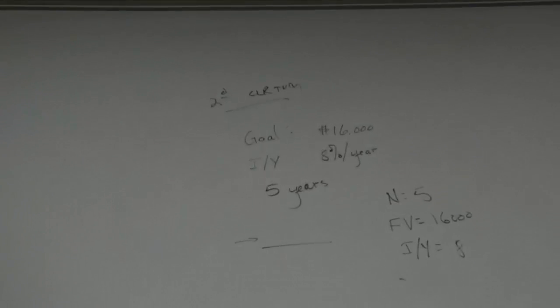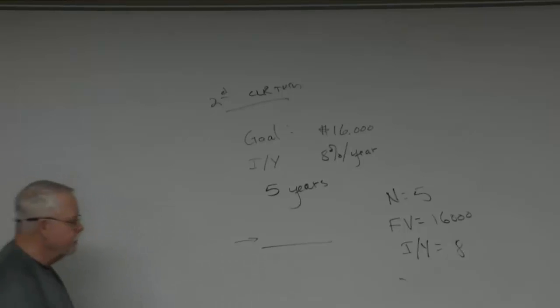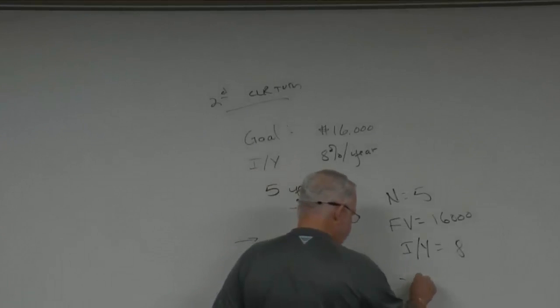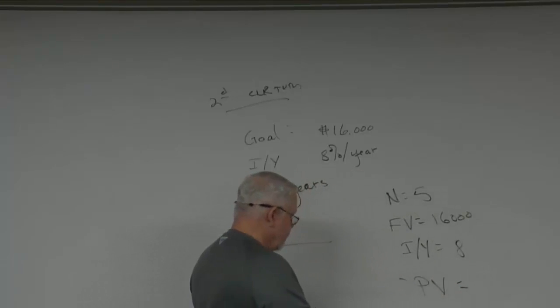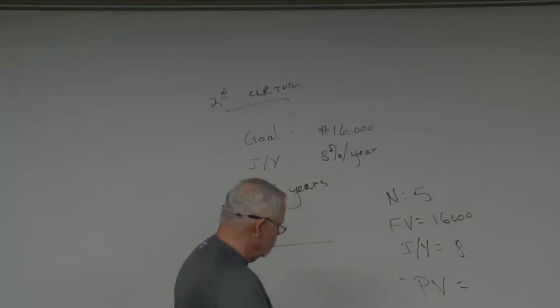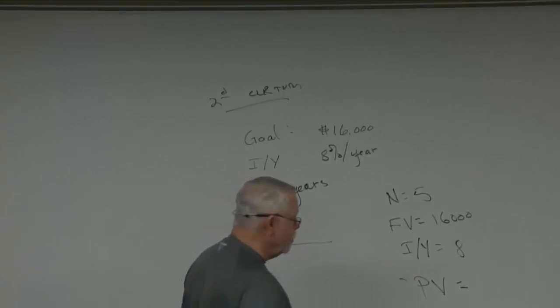Mostly the reason I wanted to do this is I want you to recognize what that present value is trying to say. This is a single amount. How much do I have to have? And when you do that, tell me what you got.